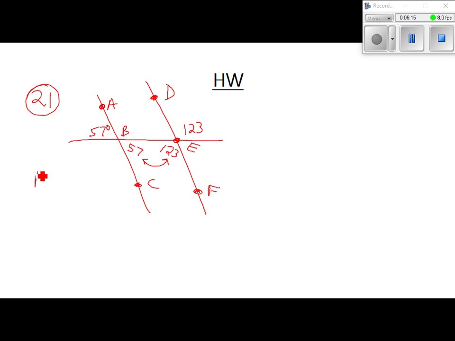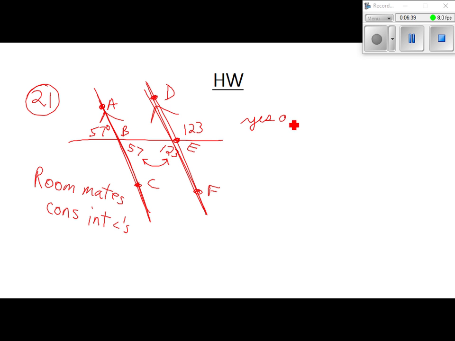They're consecutive interior. They're the roommates, right? And we said the roommates are consecutive interior. What should be true about consecutive interior angles? They should add up to 180. Do they add up to 180? Yep. So if those two add up to 180, then what can we say about these two lines? They gotta be parallel to each other. So yes, they are parallel, and our reason is, give me a reason.